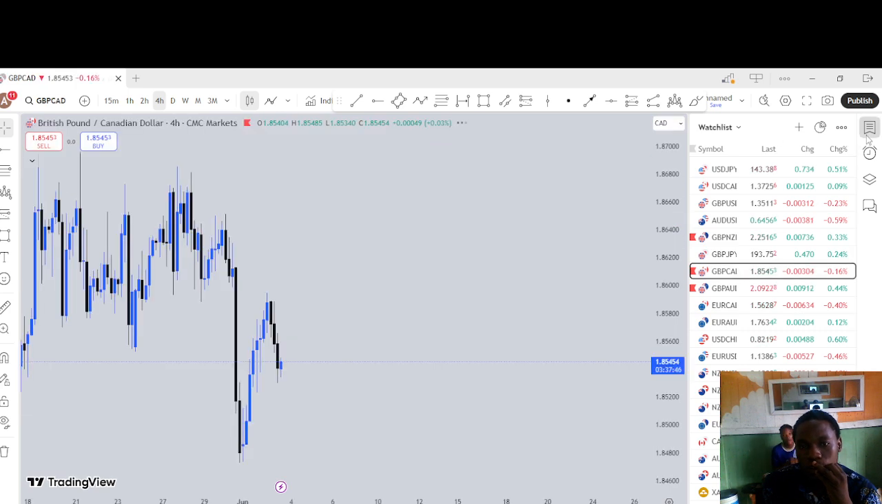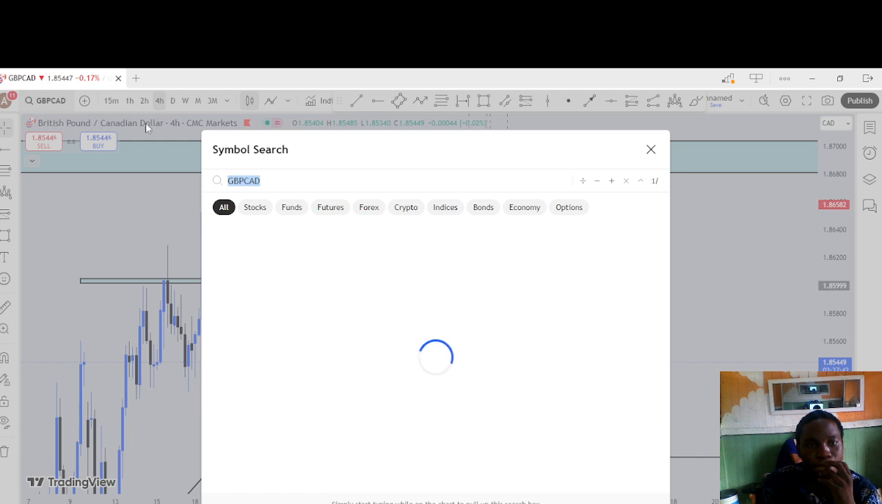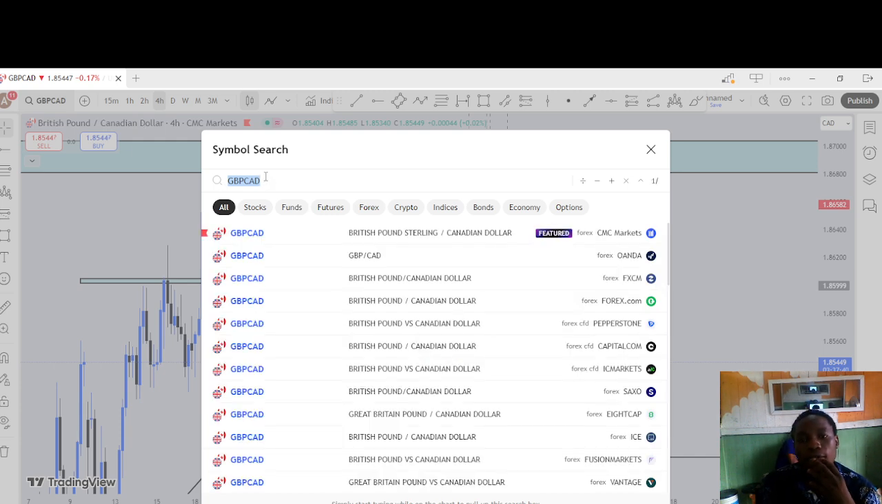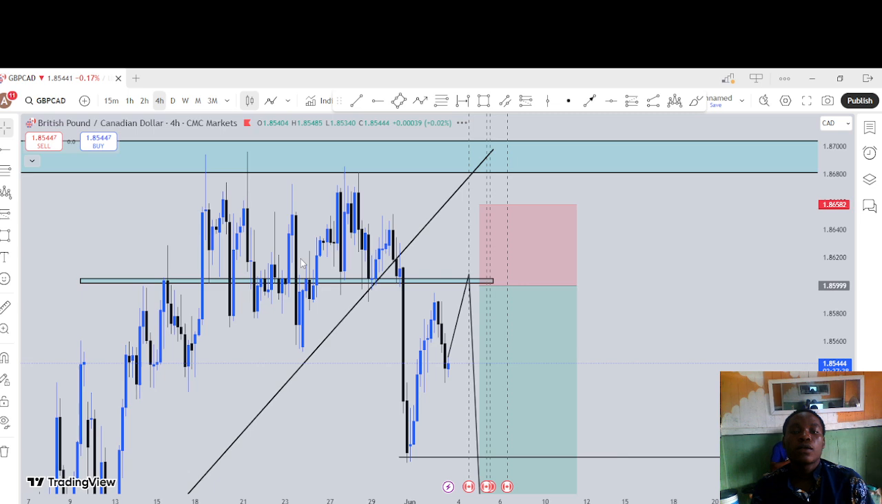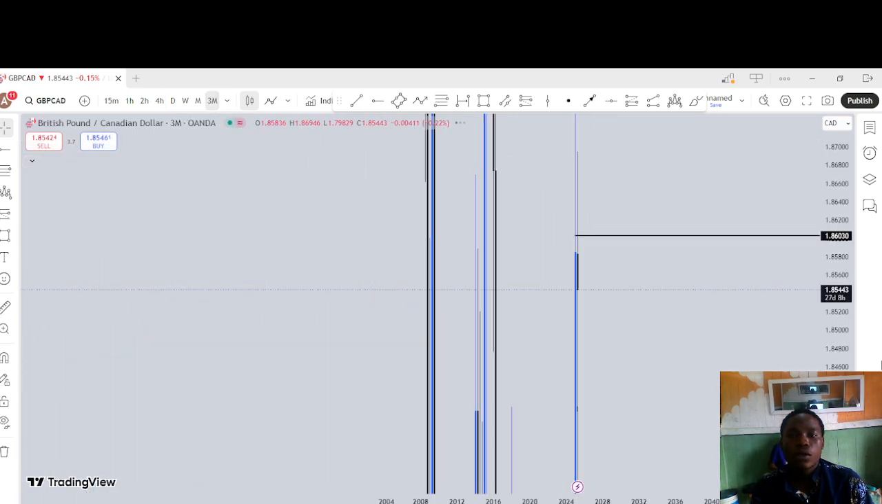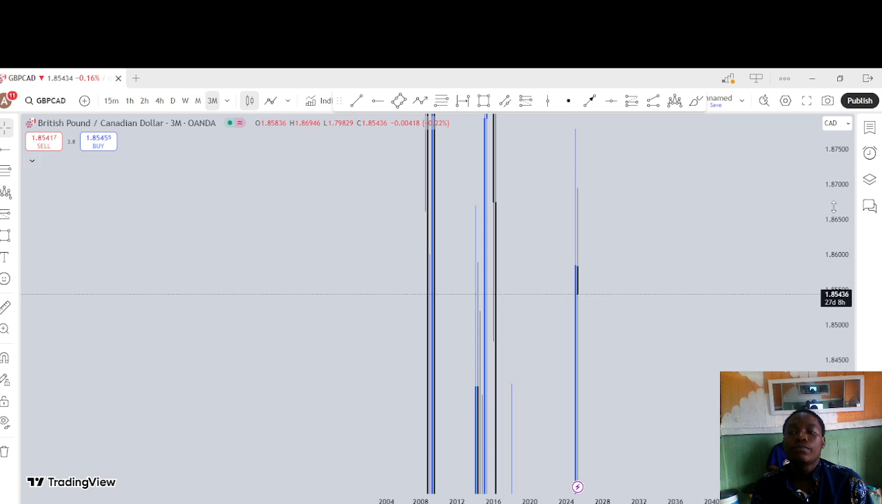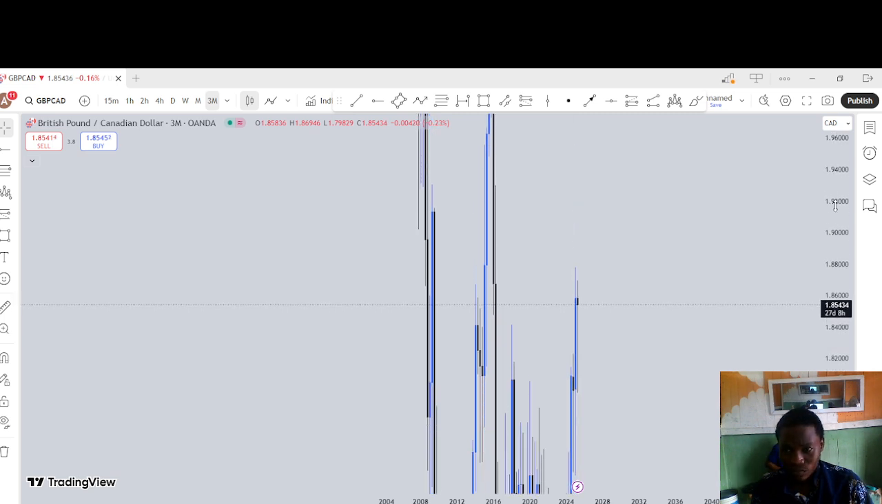GBP CAD. On GBP CAD, let me use another one, this thing, GBP CAD. So right from GBP CAD on the 3 months time frame, you know how we do it. So this is it.